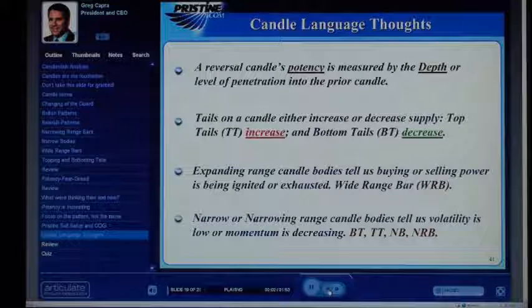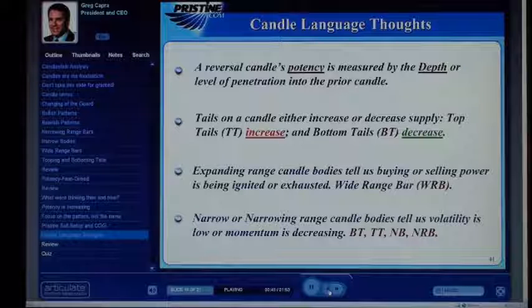Candle language thoughts. A reversal candle's potency is measured by the depth or level of penetration into a prior candle. Tails on a candle are either going to increase or decrease supply. Top tails increase supply. Remember, top tails were bullish green bars prior to becoming top tail bars, and buyers have gotten caught inside that bar. Bottoming tails decrease supply. Bottoming tail bars were bearish red bars prior to completion, and demand overcame that supply and drove prices higher.